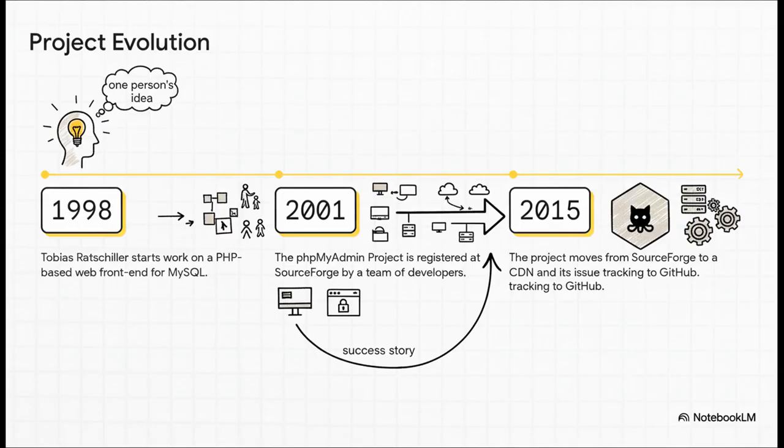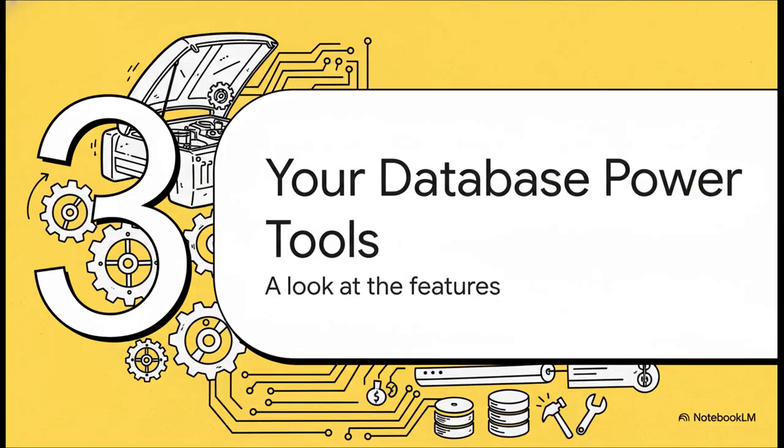It started way back in 1998, just a personal project by a guy named Tobias Ratschiller. But by 2001, it had totally exploded in popularity. A whole team had to register it on SourceForge just to handle all the community contributions. And that jump to GitHub in 2015, that was a huge deal. It cemented its place as a modern, essential tool and made it even easier for a global community to work on it together.